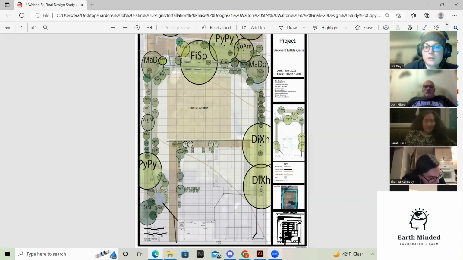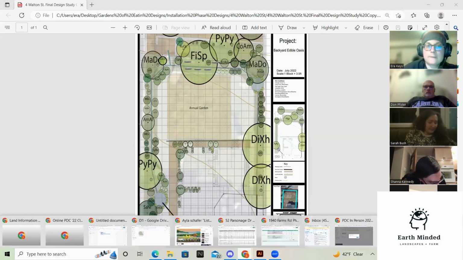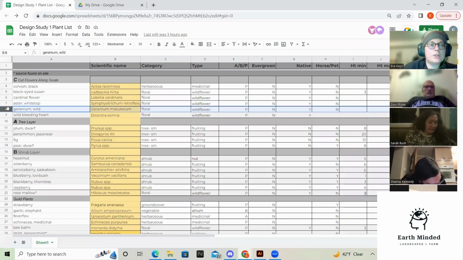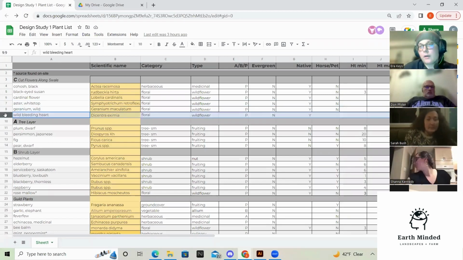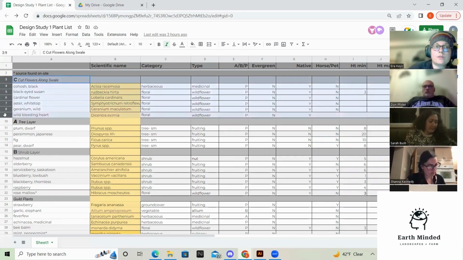Let's go back to our plant list. Wild geranium and wild bleeding heart were chosen because they're beautiful flowers that have different ways of growing than a normal black-eyed Susan or a cardinal flower. They are droopy, they're gorgeous, and they last a long time in vases. Any questions about rows 3 through 9?